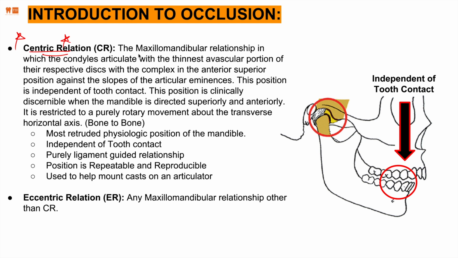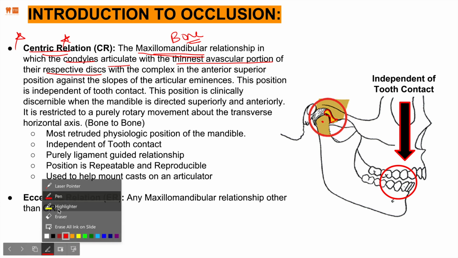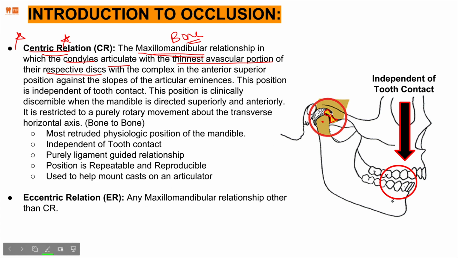Centric relation is the maxillomandibular relationship. So it is a bone-to-bone relationship in which the condyles articulate with the thinnest avascular portion of their respective discs. So for example, over here, this is the condyle, this is the articular disc. Now I'll show you what the thinnest avascular portion would look like. That is right here, the thinnest avascular portion, which makes it complex, and complex means a combination of two things, in the anterior and superior position against the slopes of the articular eminence.